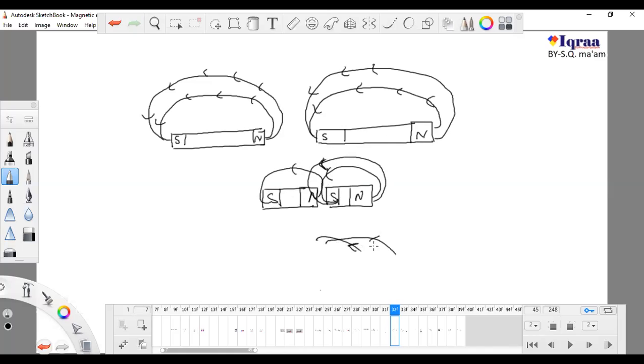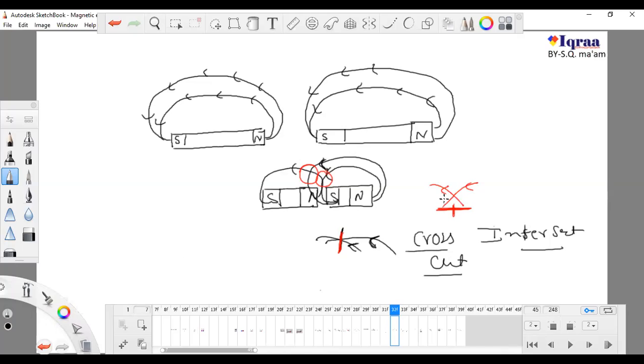The direction is going here and here. You can see that in this place two magnetic field lines are crossing each other. This is not possible. Two magnetic field lines cannot cross each other; they cannot cut each other, or, the appropriate word, intersect. That means they cannot go like this, they should be parallel.